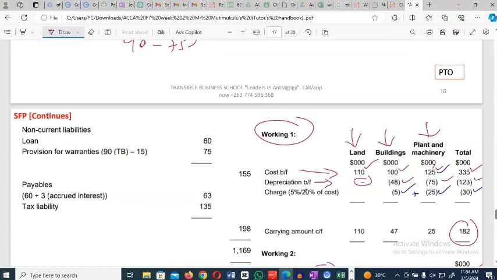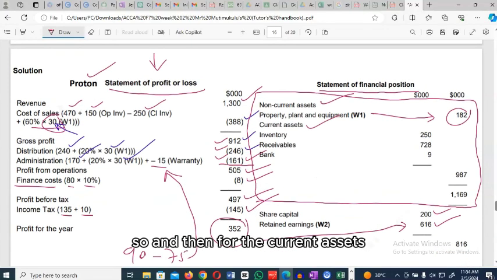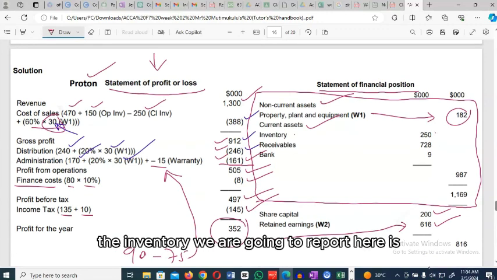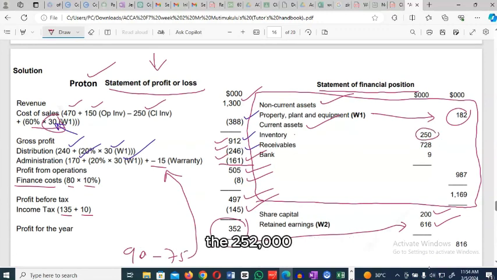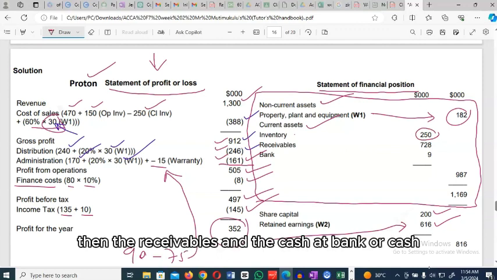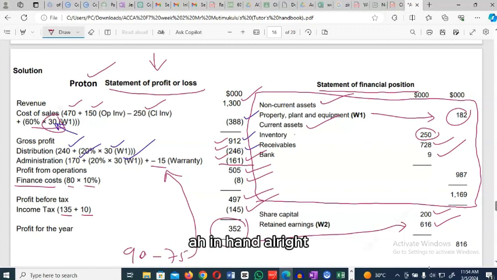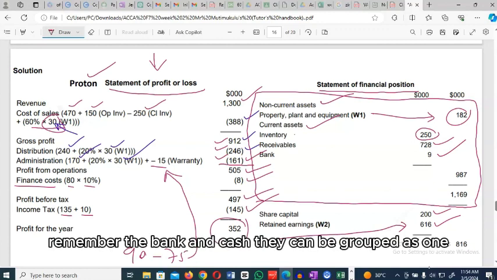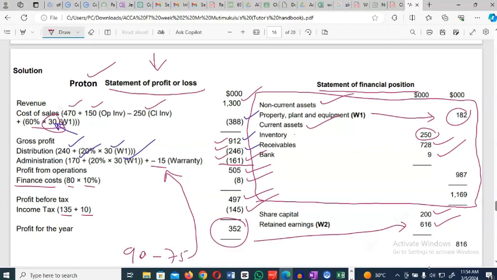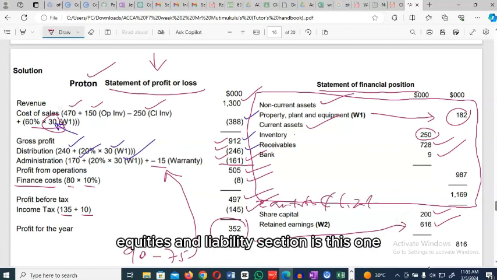Okay, and then for the current assets, we have got inventory. The inventory we are going to report here is the closing inventory, the 252,000. Then the receivables and the cash at bank or cash in hand. All right, remember, the bank and cash can be grouped as one. Okay, so that's part of the asset side of the balance sheet. And the equities and liabilities section is this one.